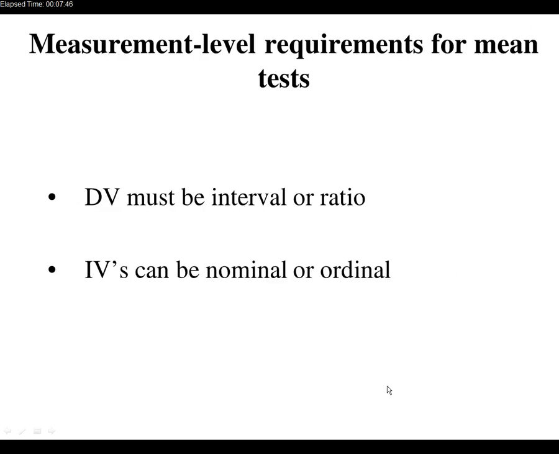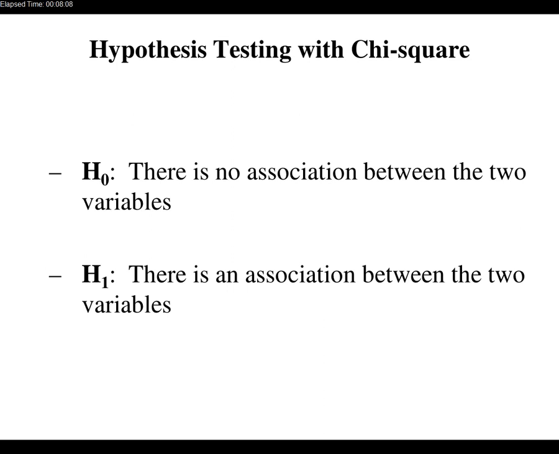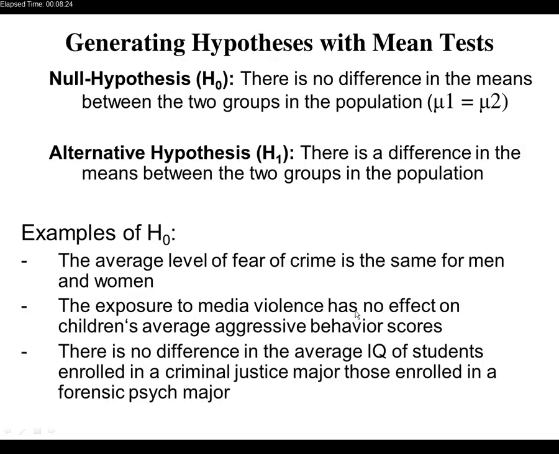So the measurement level requirements for mean tests are that the dependent variable, the DV, must be an interval or ratio variable, and independent variables, IVs, can be nominal or ordinal. And hypothesis testing, remember with chi-square, is that the null hypothesis is that there is no association between the two variables, whereas the alternative hypothesis stated that there is an association between the two variables.